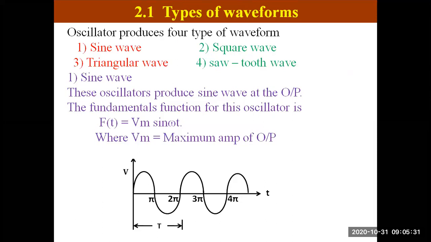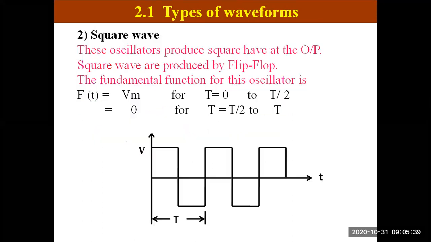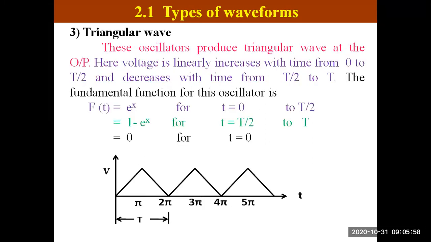Also, we have seen types of waveform: sine waveform, square waveform, triangular waveform, sawtooth waveform. This is the nature of the sine waveform. We know the square waveform with its mathematical equation, mathematical function. What is the nature of the square waveform? We get the output as a square waveform. It is produced by using a bistable multivibrator, by using a flip-flop.